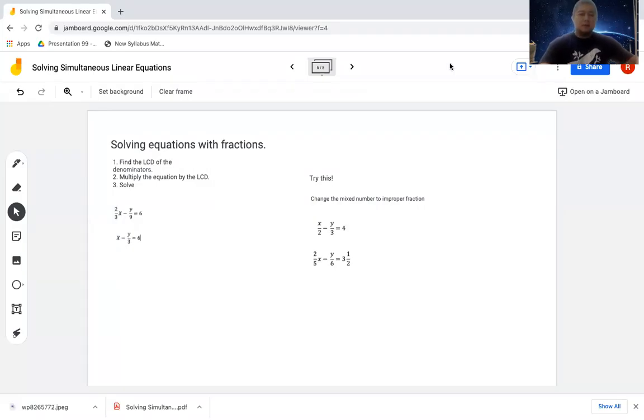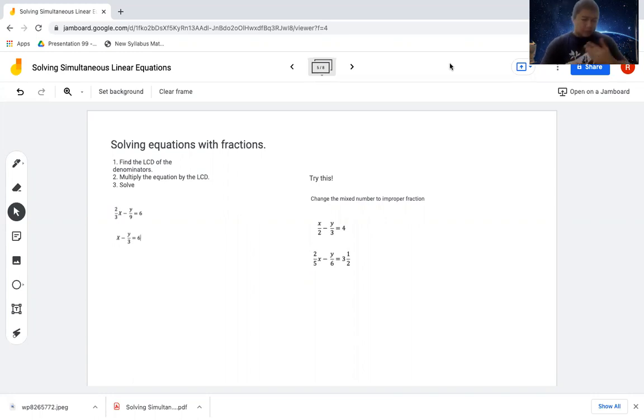All right, hi everyone. We're down to the last part of solving equations by elimination. This time, the last part is about solving simultaneous linear equations with fractions.